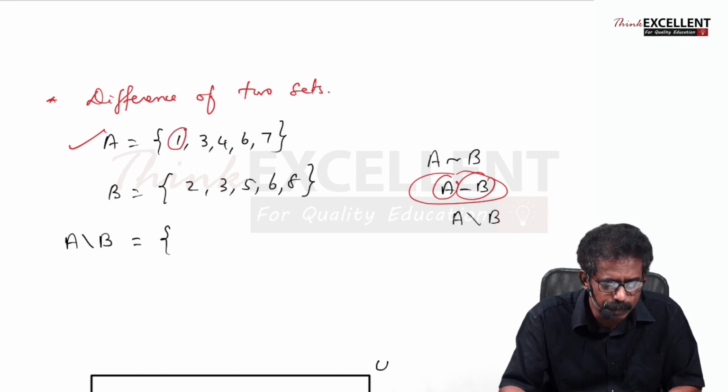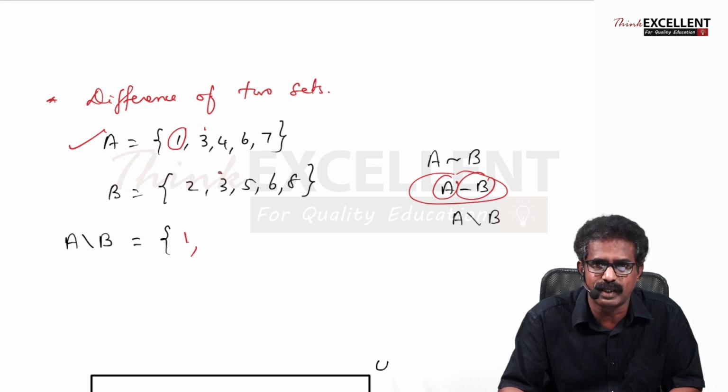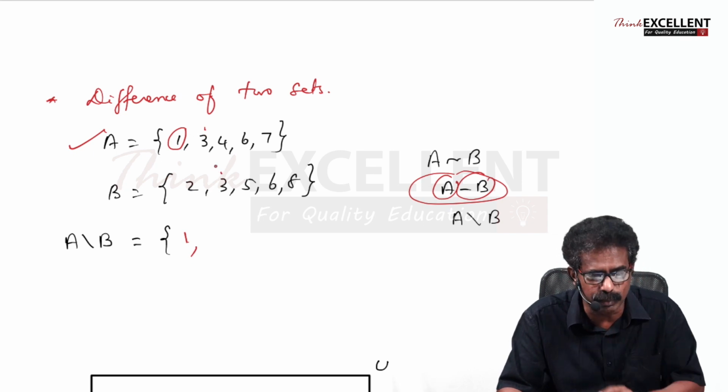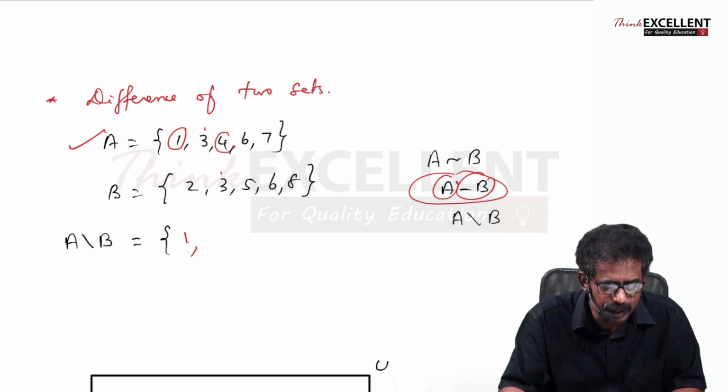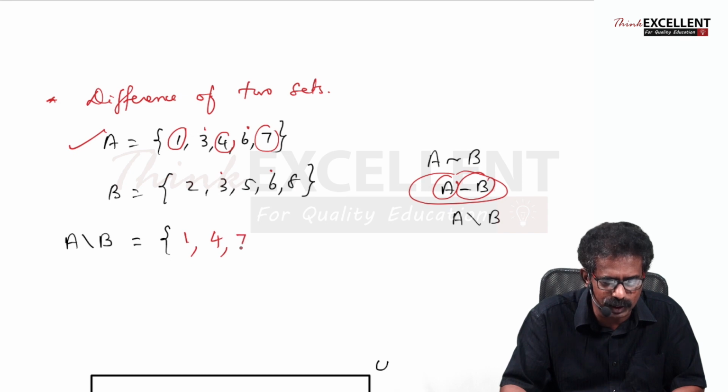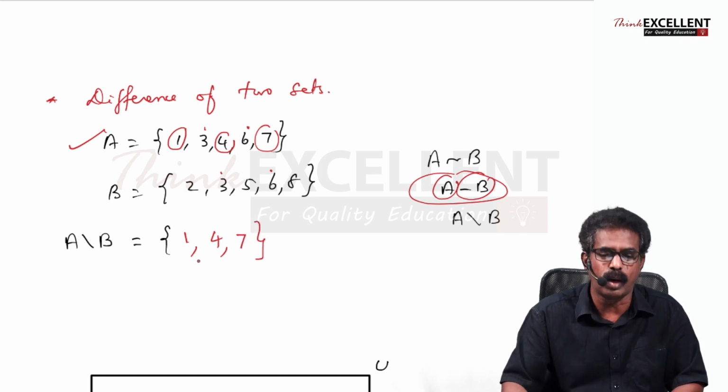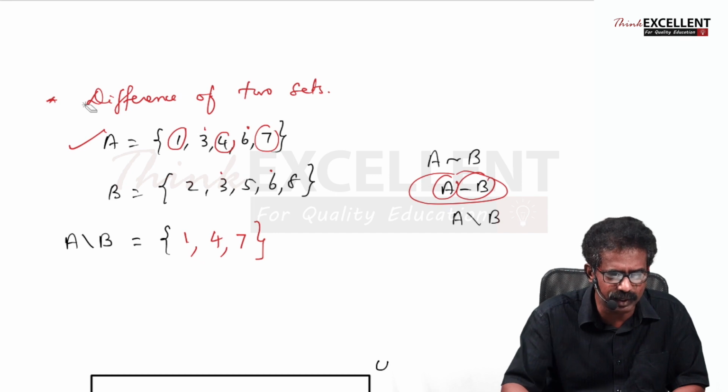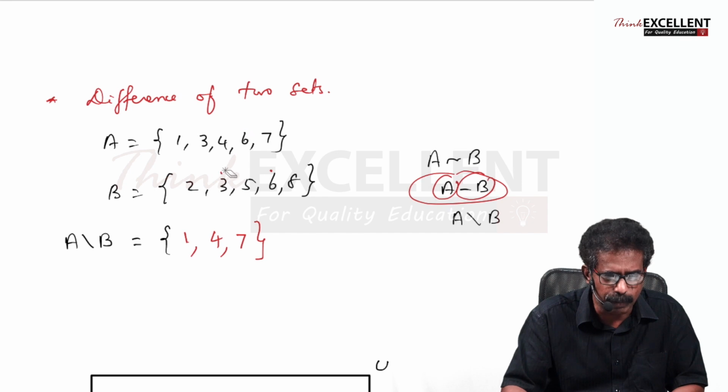One is in A but it is not in B. Yes, you can take that one. What about 3? 3 is in A, it is in B also. Don't take. We want the elements in A but not in B. What about 4? 4 is in A but not in B, so you can take 4. What about 6? You cannot take it because 6 is in both. 7, yes, you can take, it is in A but not in B. So A difference B is 1, 4, 7. So A difference B means elements which are in A but not in B.